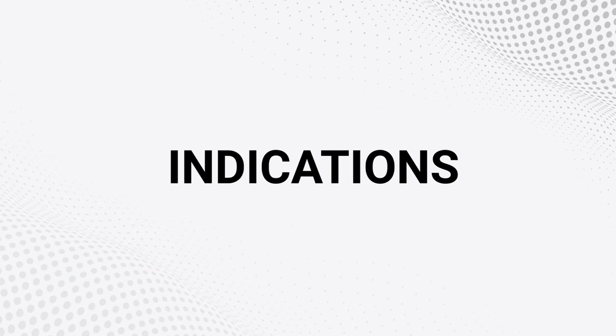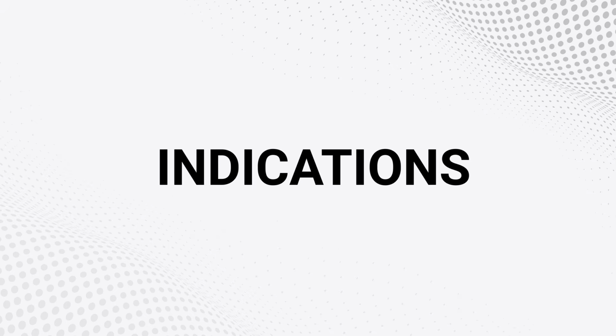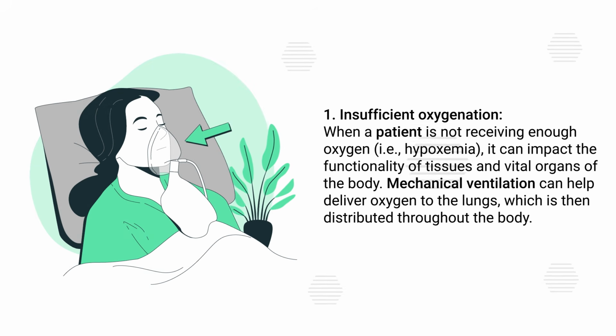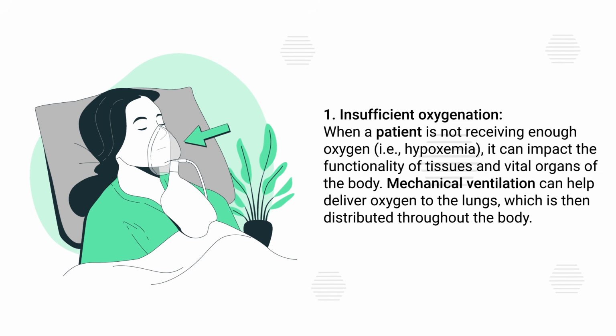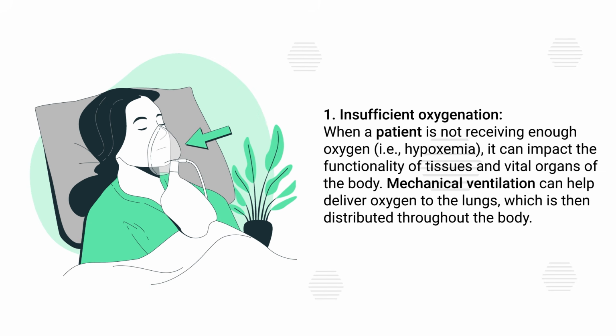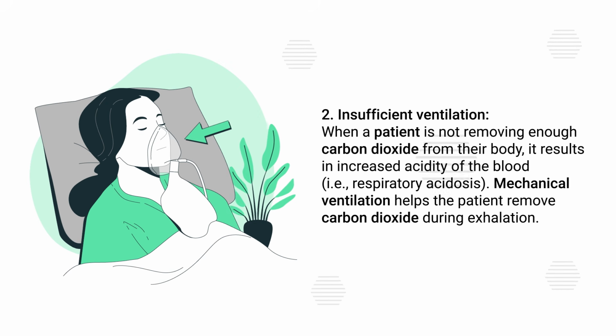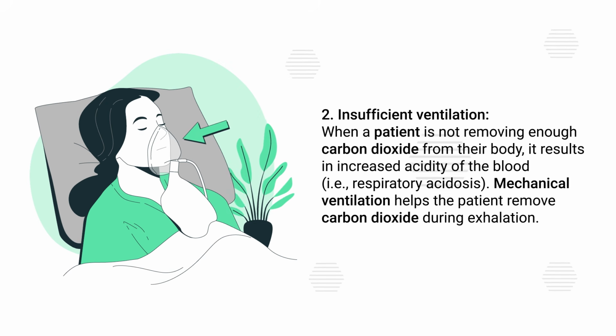Now let's talk about the indications. Some of the most common reasons why a patient may require ventilation include insufficient oxygenation. When a patient is not receiving enough oxygen, it can impact the functionality of tissues and vital organs of the body. Mechanical ventilation can help deliver oxygen to the lungs, which is then distributed throughout the body. Insufficient ventilation. When a patient is not removing enough carbon dioxide from their body, it results in increased acidity of the blood. Mechanical ventilation helps the patient remove carbon dioxide during exhalation.